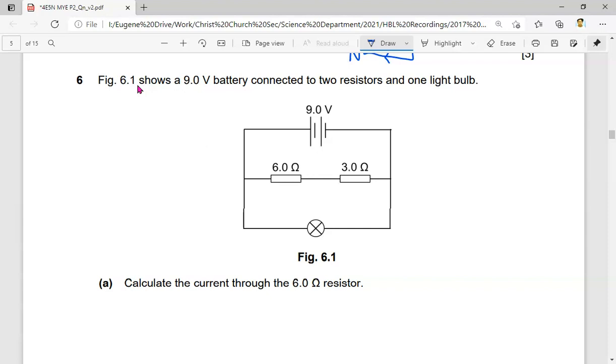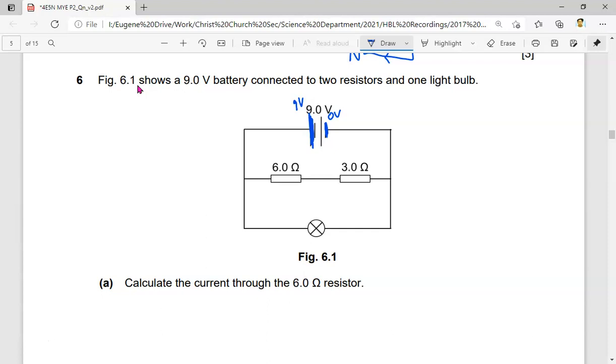2 resistors, 1 light bulb. Before we start off, this is a 9 volt battery. If you have this long terminal and this short terminal, we can take it as this long terminal being 9 volts and this short terminal being 0 volts. One thing I always tell my class to establish is where exactly the 9 volts is until.